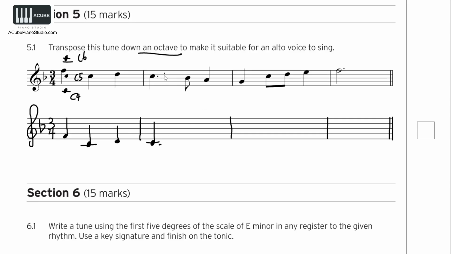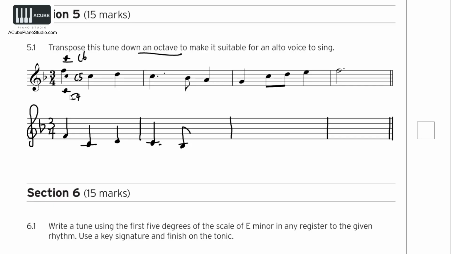Okay, then I need this B, so it goes down, right? This one is between C4 and C5, so I need to make it lower, so it's between C3 to C4. Or you can look at it as this is the C, you're going down one step. So this B here is one step from this C.